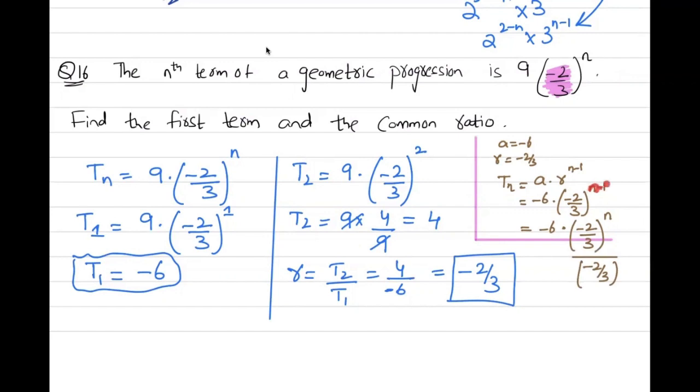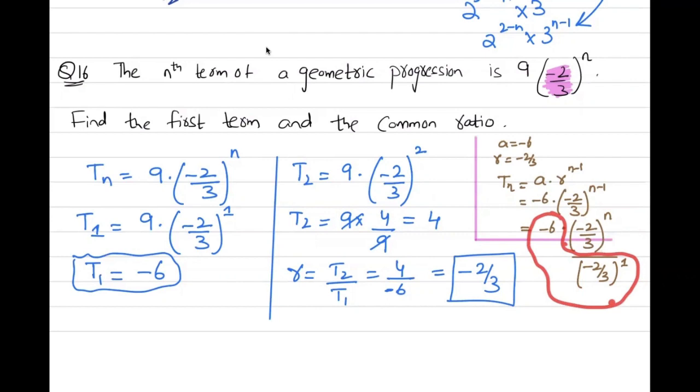The power was n minus 1. So I'm splitting the terms so that when they are simplified, the power of minus 2 upon 3 is going to be n minus 1. Now just calculate the value using your calculator for this. Minus 6 divided by minus 2 upon 3. What do you get?